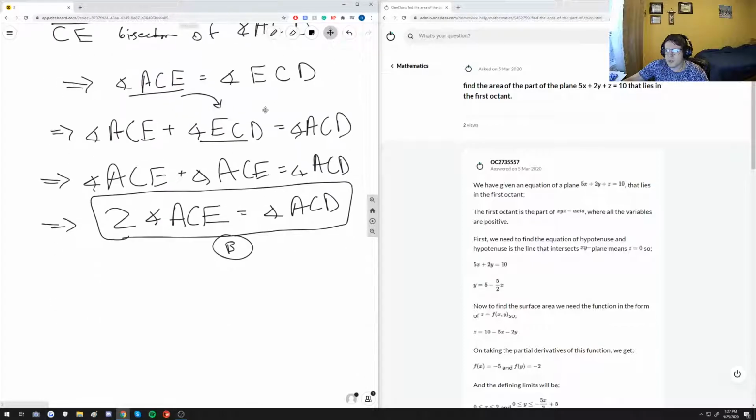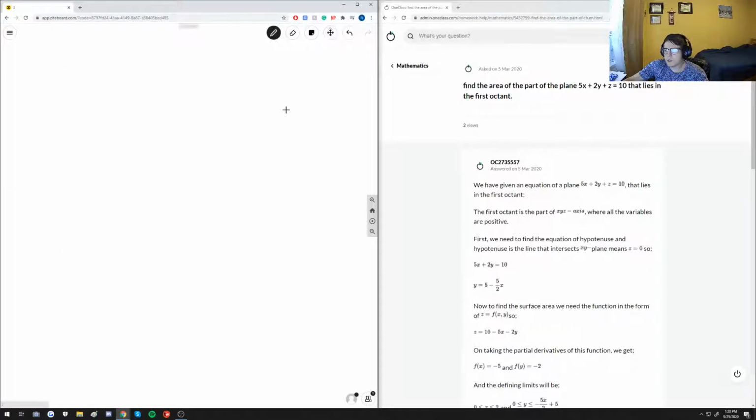Okay, so let's move the last problem up a little bit. So now we're going to find the area of the part of the plane 5x plus 2y plus z is equal to 10 that lies in the first octant. So we're going to have 5x plus 2y plus z is equal to 10, and we want to find the part of the plane that's in the first octant.